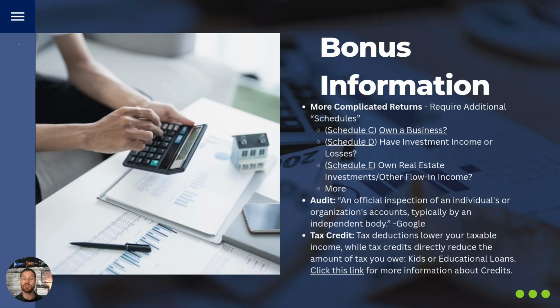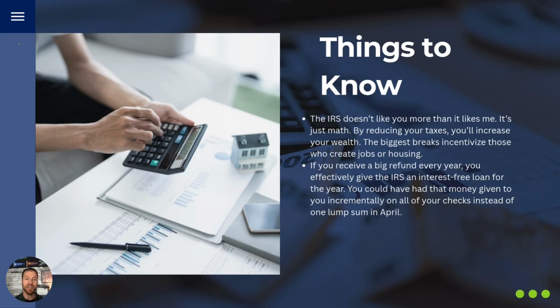If I had any kind of student loans, or if I was out there as a newer student in school, there are all kinds of different credits available, and I hyperlink that below as well. A few things to know: the IRS does not like you more than it likes me. It is just math. By reducing your taxes, you'll increase your wealth. The biggest breaks incentivize those who create jobs and those who create housing. Read that again. That is an important concept to the pathway to create generational wealth.